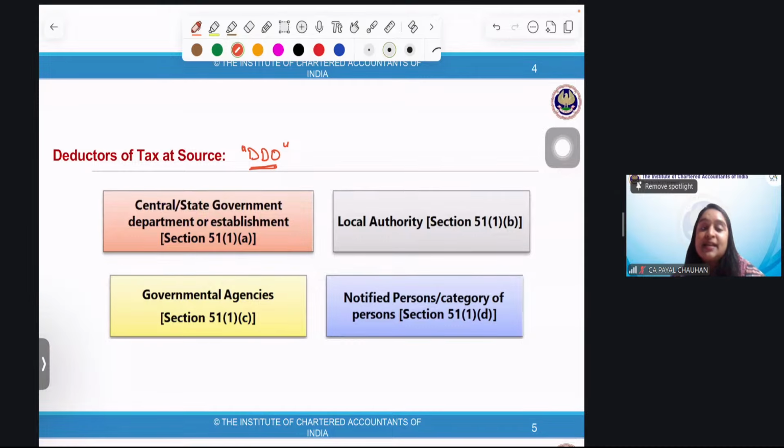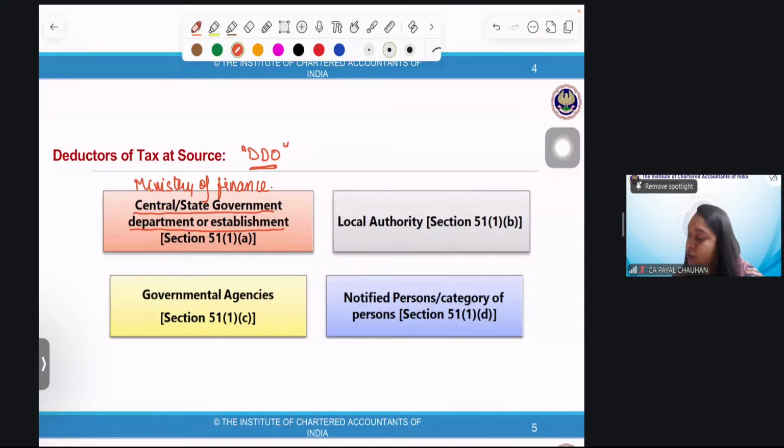So, tax deductor of tax at source. These are the people who are required to deduct TDS. Now, central and state government, department or establishment. Ministry of Finance is a department of central government. If Ministry of Finance is making any payment and the payment is exceeding 2,50,000 rupees of taxable goods and service, they'll deduct the TDS at the rate 2%.